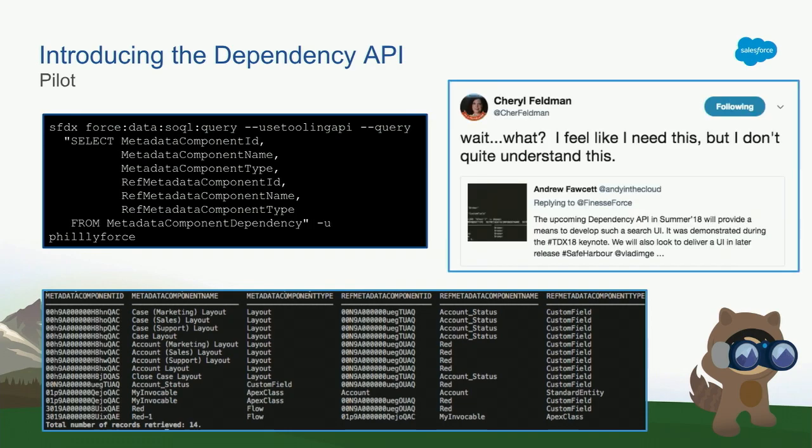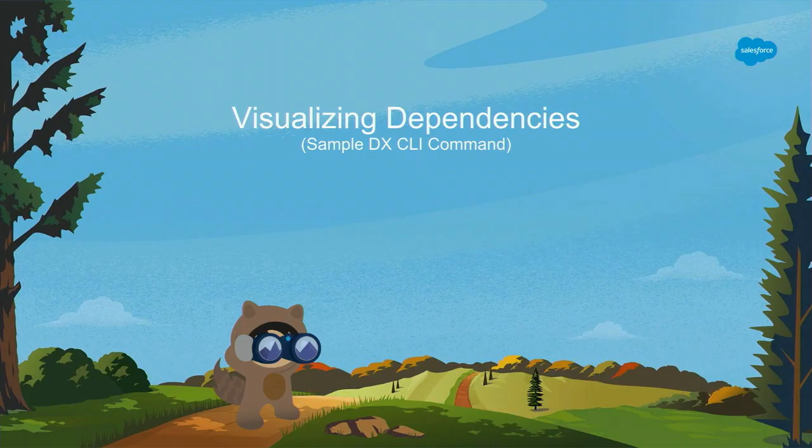And the community has spoken. What? Wait. I need this, but I don't quite understand it. Okay, so bear with us. We're getting there. APIs rock. APIs are the foundation of where we need to move forward on, but we need to improve usability as well. So what I'd like to demonstrate is a sample DX command that we've created, and it is a sample. It will be out in the open source, and it helps you visualize those dependencies.